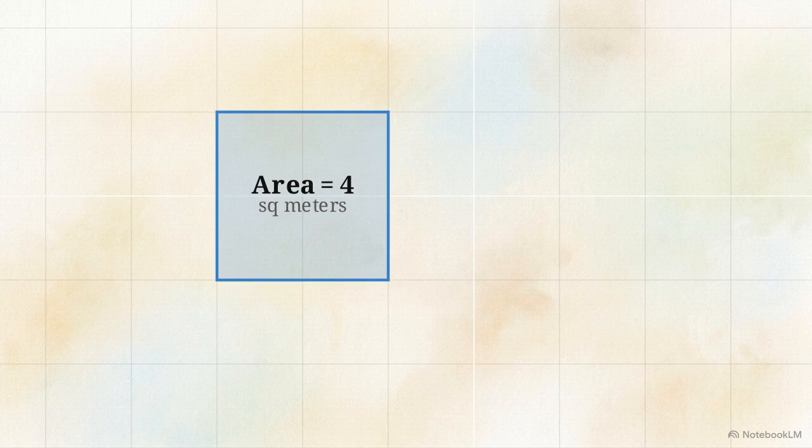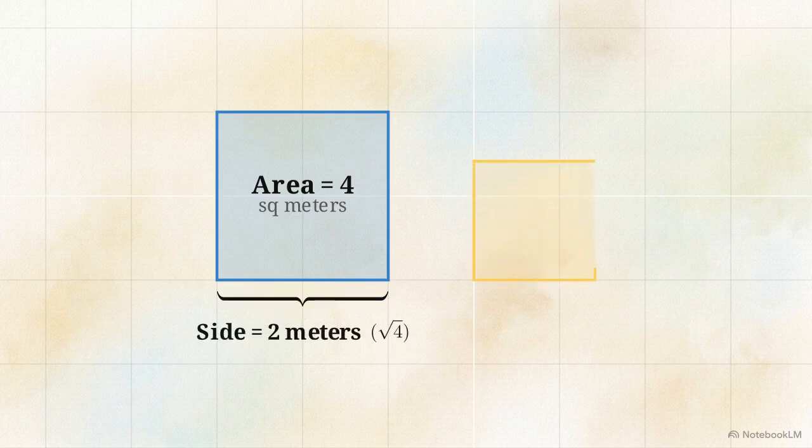Let's start with a shape we all know, a square. If you have a square farm plot with an area of 4 square meters, finding the length of its side is straightforward. You just need the number that, when multiplied by itself, equals 4. That side length is 2 meters, which is the square root of 4.